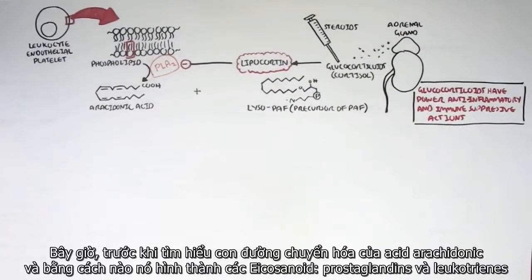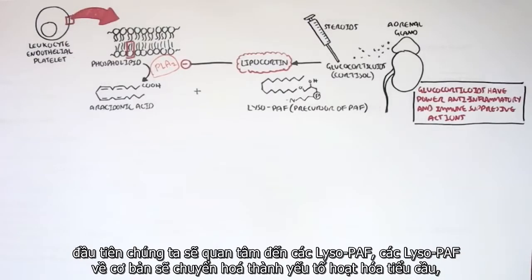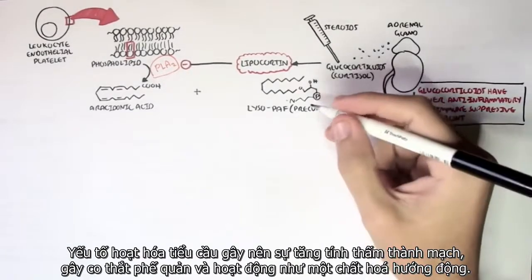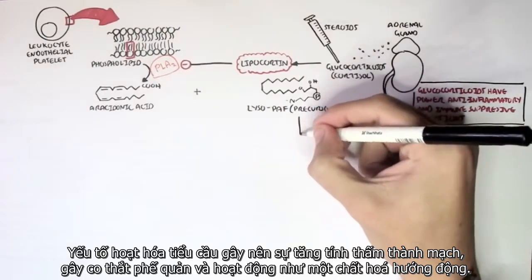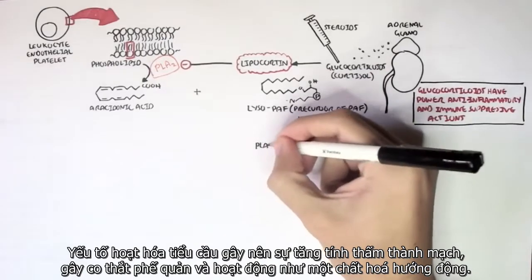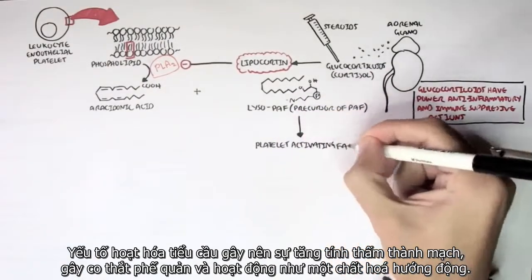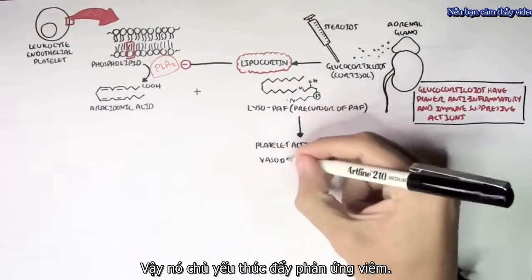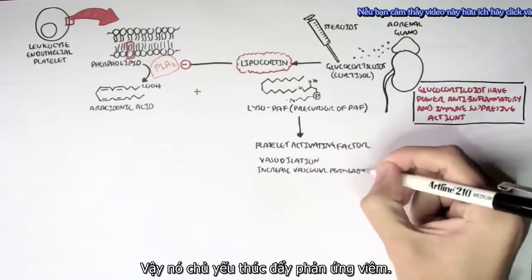Now, before following the arachidonic acid pathway and how it produces the eicosanoids, the prostaglandins, and the leukotrienes, we will firstly see what lyso-PAF does. Lyso-PAF will essentially convert to platelet activating factor. Platelet activating factor causes vasodilation, it increases vascular permeability, it also causes bronchoconstriction and works as a chemotaxis. So essentially, it promotes inflammation.